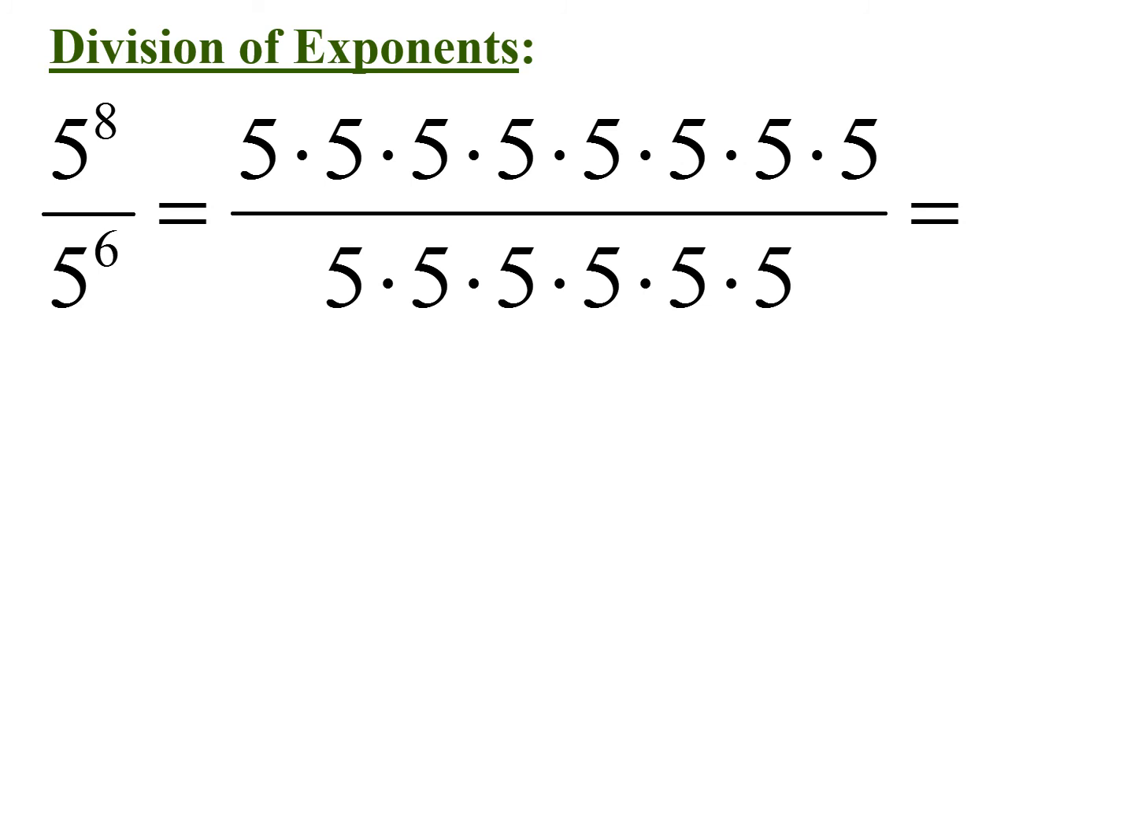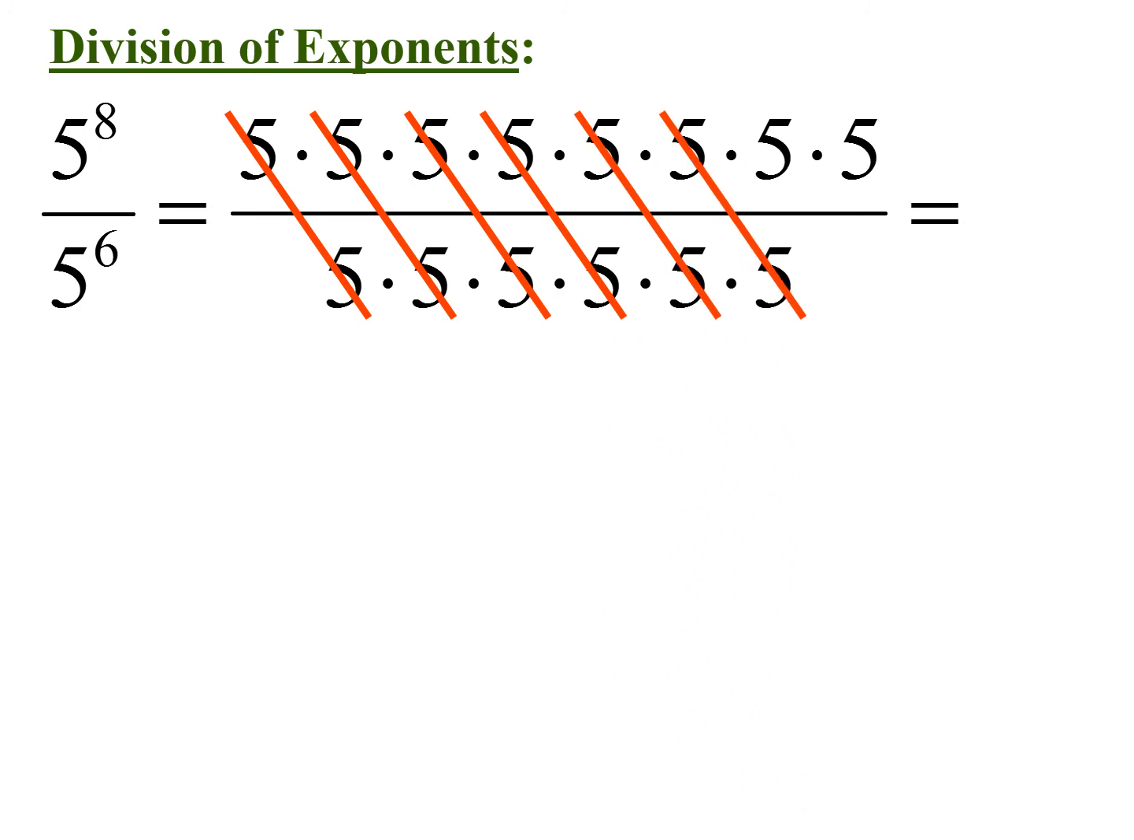Now, when we have multiplication and division, those two operations are inverses and therefore cancel. So what we can do is think of 5 over 5 as equal to 1. 5 over 5 equals 1, and so on for each pair.